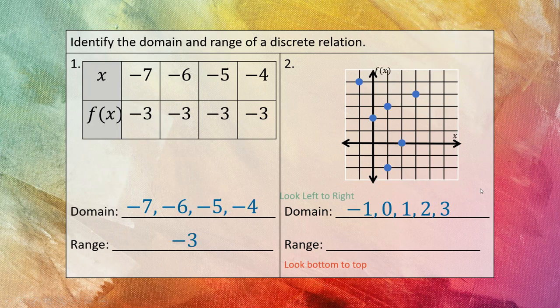And then for our range, we're going to look from the lowest point to the highest point. So this lowest point, we're looking along the y-axis here. That's the vertical one. This point, the y value is -2. Then we jump up to a y value of 0, and then 2, 3, 4, 5. So just look at it from bottom to top.